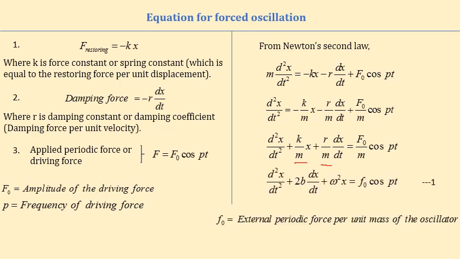If we substitute the values, we will get d square x by dt square plus 2b dx by dt plus omega square x equal to f naught cos pt. Here f naught is the external periodic force per unit mass of the oscillator. So this expression 1 is a second order differential equation, and the solution of this second order differential equation may be in the form x equal to a cos of pt minus theta.